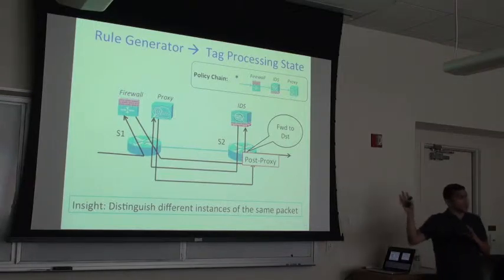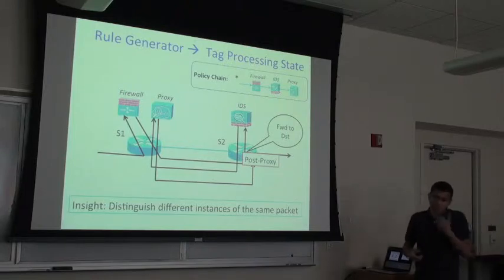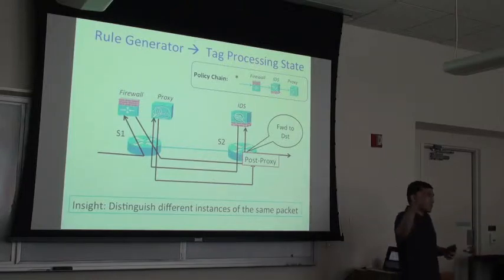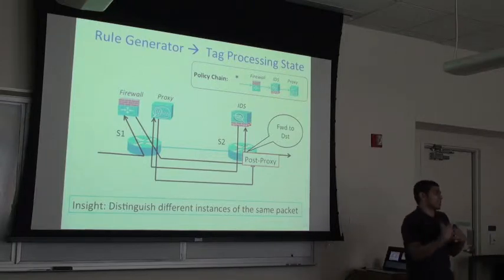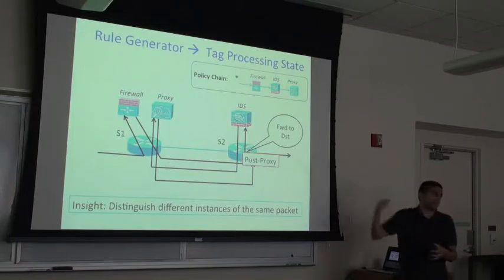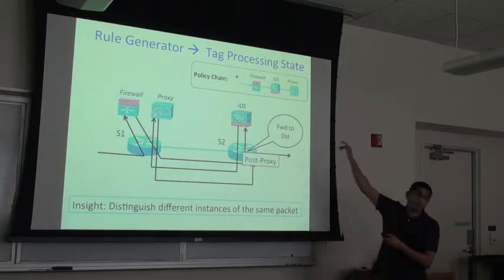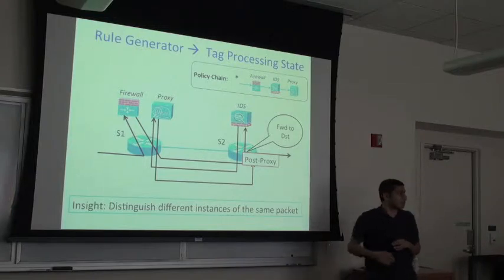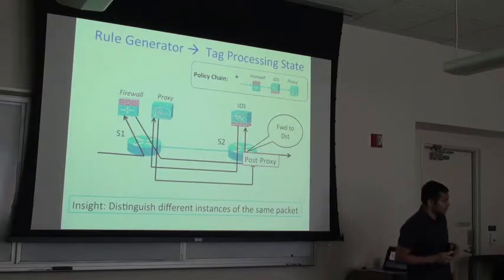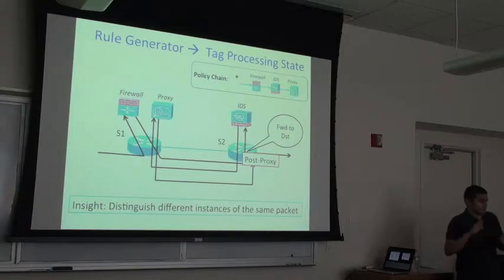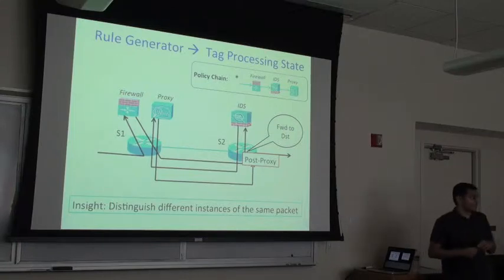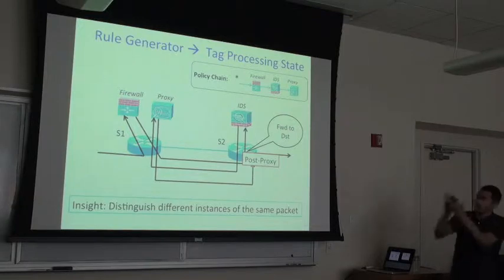Not really. Actually, you can do a lot of these things pretty proactively. Because the controller knows the topology and it knows what service chain, what physical chain it's using, you can pre-compute and say, okay, this particular tag is post-proxy for this particular chain. It doesn't need that many tags. In some sense, the number of tags you need is really the length of the processing chain. It's not much more than that. The tags are the processing state of the packet that's being exposed to the network.